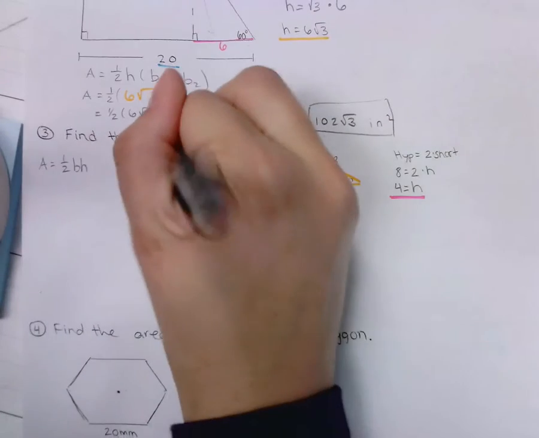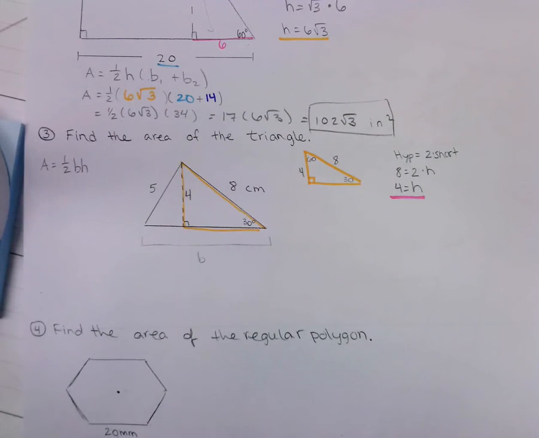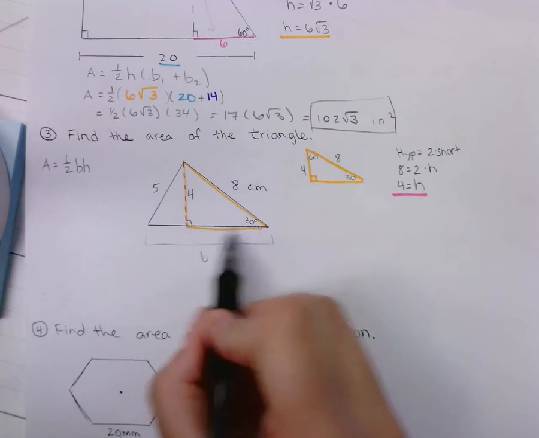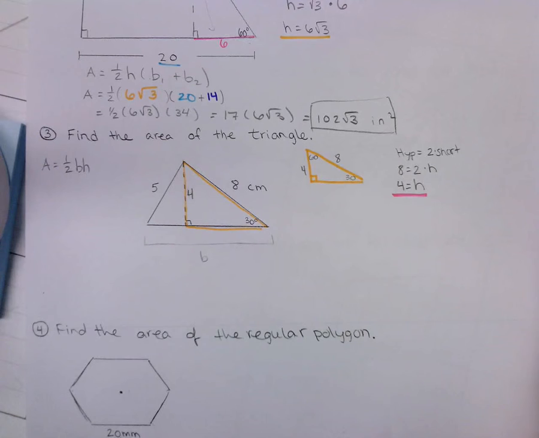So now we know the height is 4. Now we also need to know this piece down here. So that's where you do the Pythagorean theorem. Oh, I guess you could, for sure.